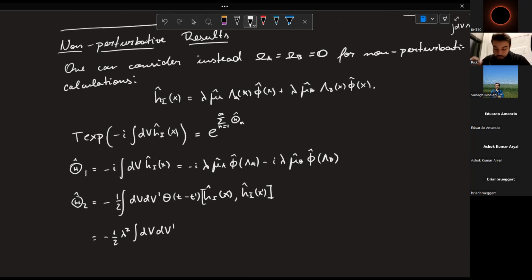So basically what we're going to have here will be a theta of t minus t prime. Then we're going to have a term which is this term with itself, which is mu_A squared lambda_A of x lambda_A of x prime. And the second term is going to be the first term with the B term. So mu_A mu_B lambda_A of x.